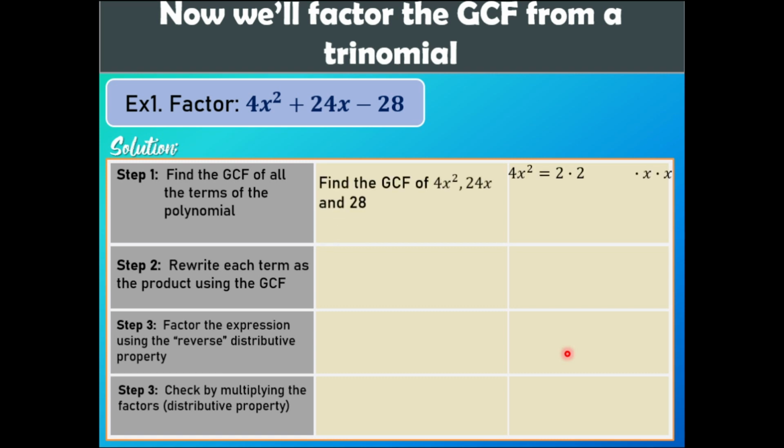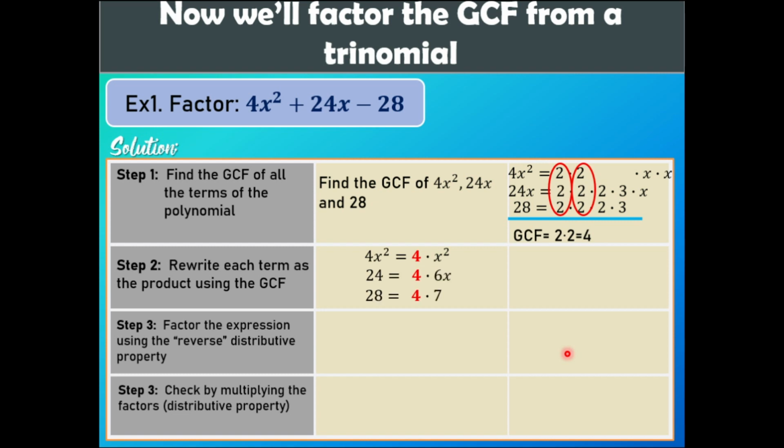We have 4x squared, which can be expanded into 2 times 2 times x squared. 24x is 2 times 2 times 2 times 3 times x. 28 is equal to 2 times 2 times 7. So the common factors of these three terms are 2 and 2. Step number 2, rewrite each term as a product using the GCF. So 4x squared is equal to 4 times x squared. 24x is equal to 4 times 6x. 28 is equal to 4 times 7.